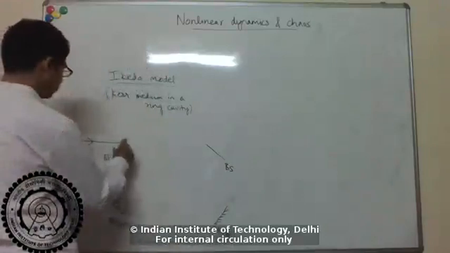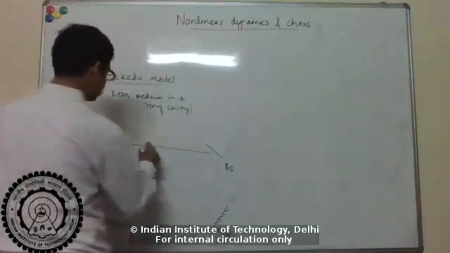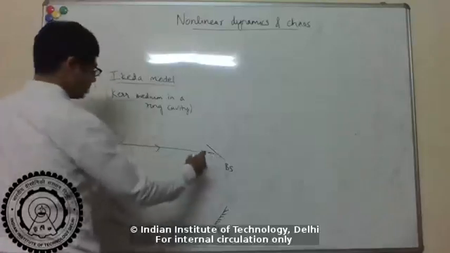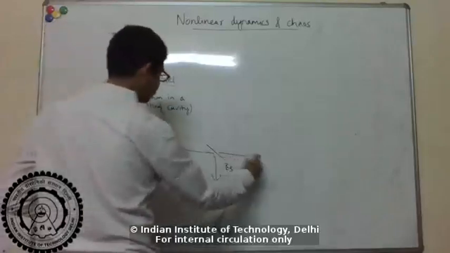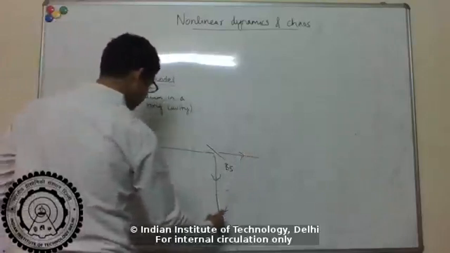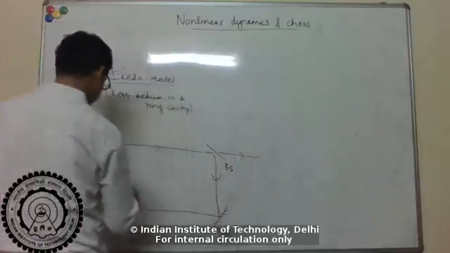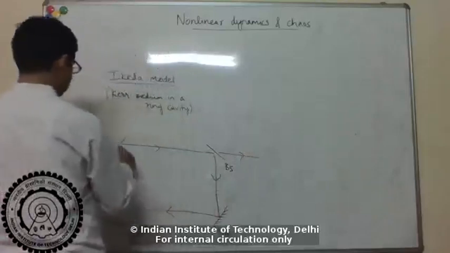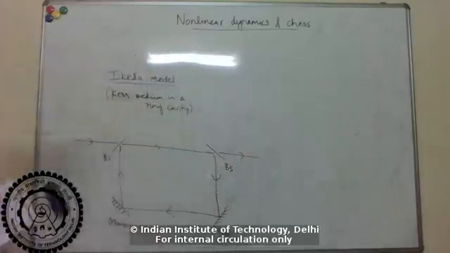The field comes in and goes into the cavity through the beam splitter. Then part of it reflects back into the cavity, part of it goes out. Then from the mirror they get reflected back, and here they are back in.